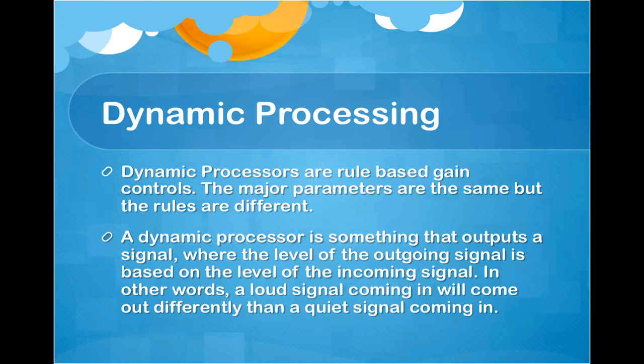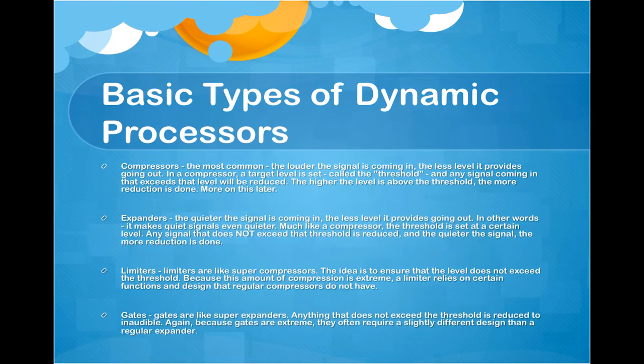So I will start with the definition of dynamic processing first. Dynamic processors are basically rule-based gain controls. The major parameters are the same, but the rules are different. A dynamic processor outputs a signal where the level of the outgoing signal is based on the level of the incoming signal. In other words, a loud signal coming in will come out differently than a quiet signal coming in.